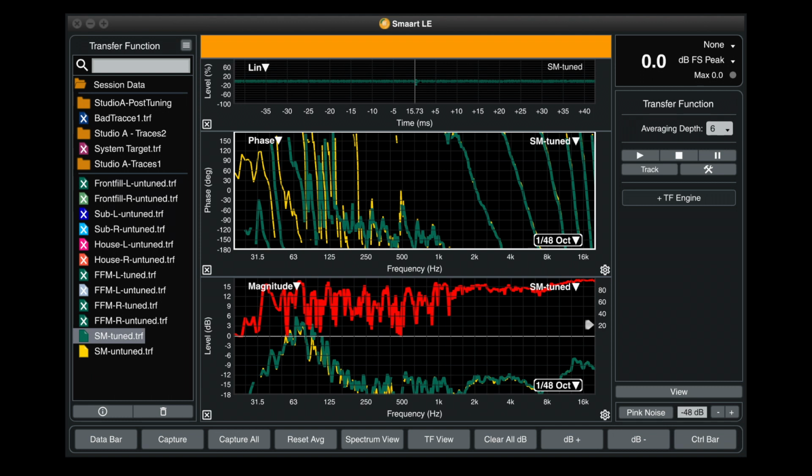Phase offers useful analysis for both time and phase alignment, and though these lines will never be perfectly flat, you do want them to be matched up between comparison groups. In this image, I have two different traces open, and as you can see, they're not aligned very well.